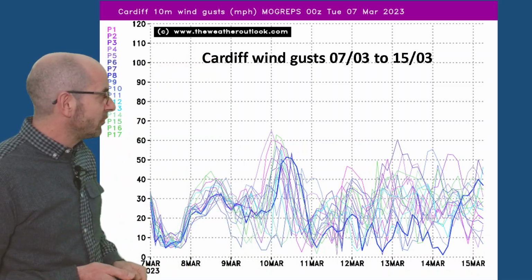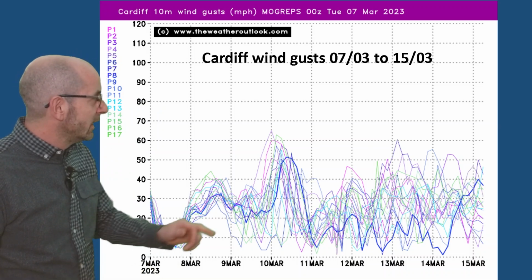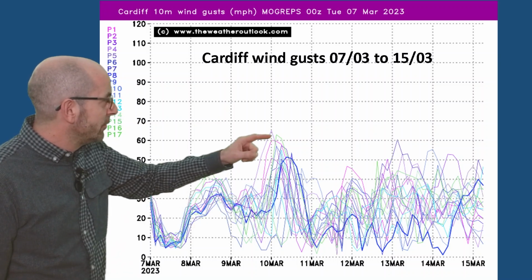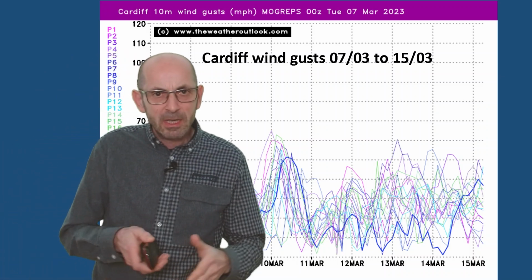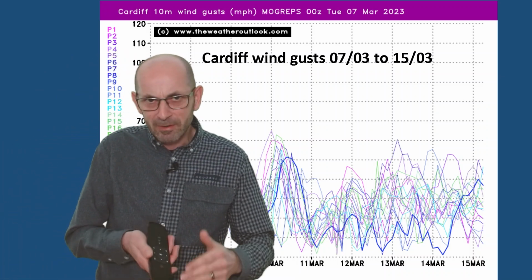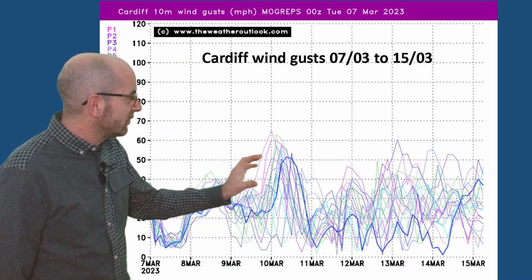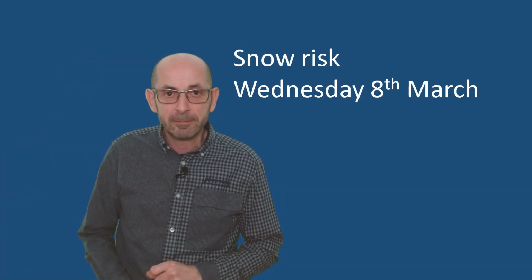The MOGREPS-G plot here shows forecast gust speeds for Cardiff, and around the 10th, the 11th of March, a number of the runs are going up to about 50 or 60 miles an hour, so it is something to keep an eye on. In fact, across much of southern and central Britain, these plots are suggesting that it could be very windy through this period.